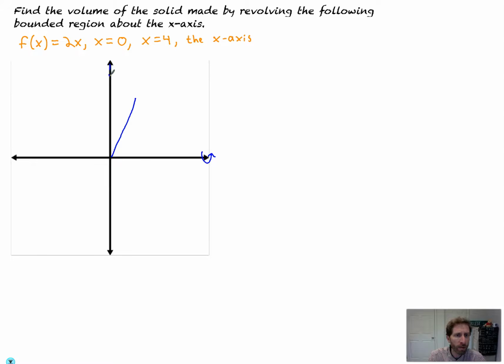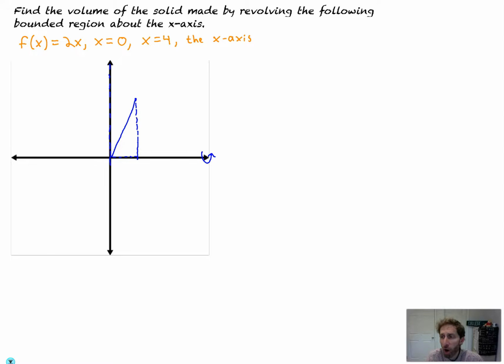X equals 0, that means we're restricted here at the y-axis. That's why I did not continue to draw this line into the third quadrant. X equals 4, so let's just say that that goes right here. Makes a triangle with the x-axis. Oh, so here's our area. We're going to be revolving that thing.